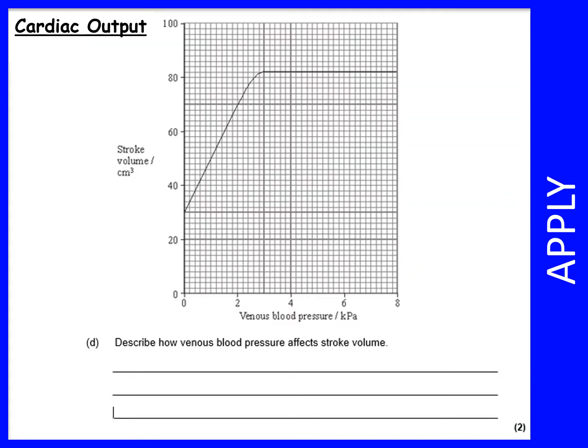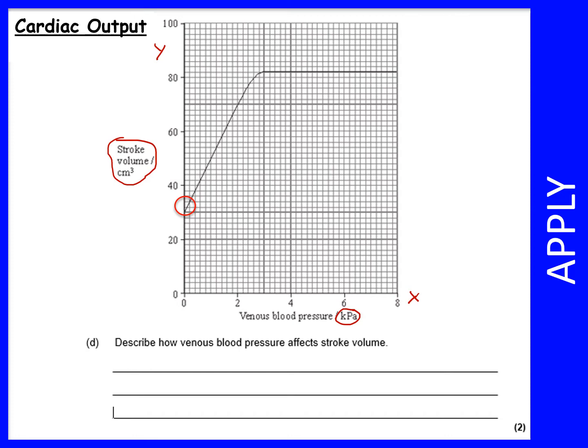Okay, so now we're going to have a look at some data presented on a graph, and on the x-axis along the bottom we've got the venous blood pressure in kilopascals. So that is really the blood pressure inside the venules and the veins as the veins deliver the blood back to the right atrium. And on the y-axis we've got the stroke volume in centimetre cubed. So that is the blood being forced out of the left ventricle during ventricular systole.